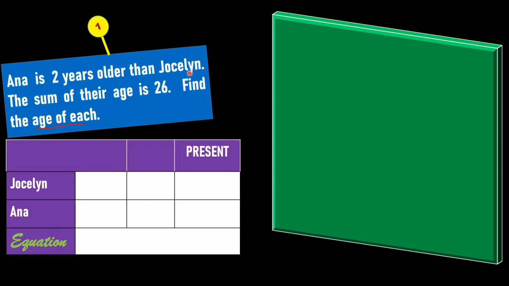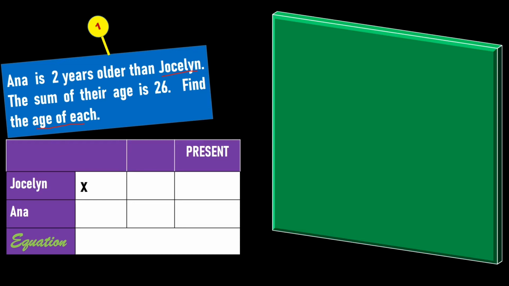First thing to do is hanapin mo sa dalawa or alamin mo kung sino sa dalawa ang walang description or hindi dinidescribe. So, dito sa problem, ang walang description ay si Jocelyn. Kaya siya ang ating magiging X.